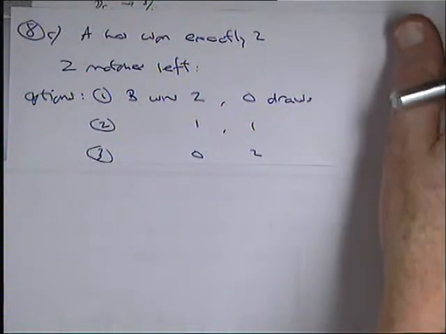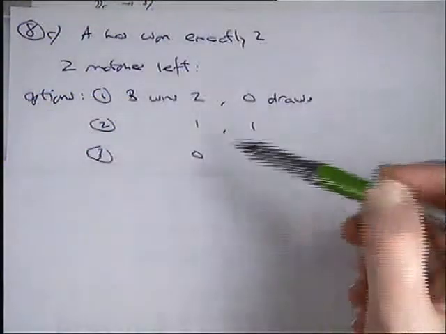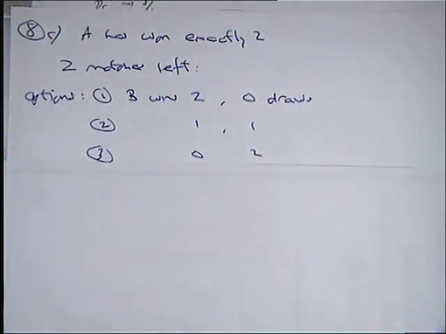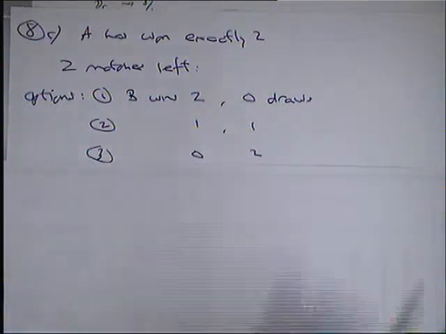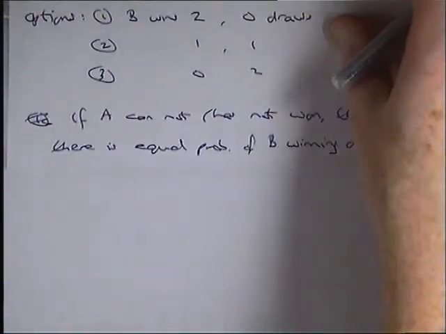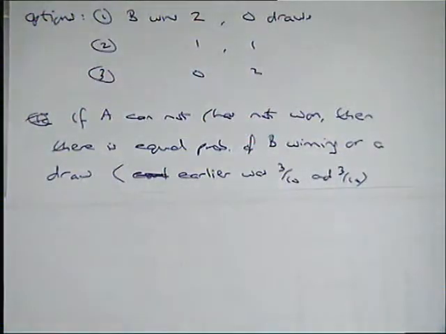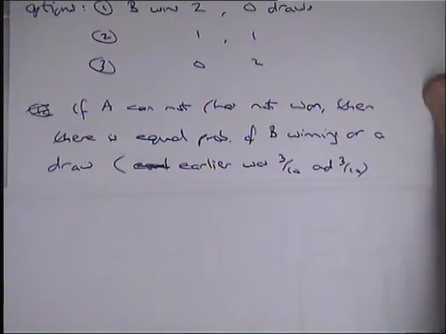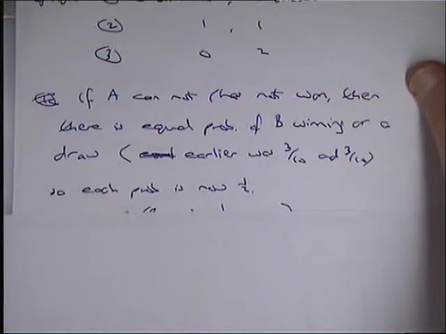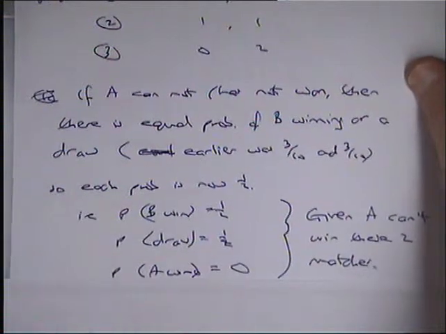And you've got to come up with the probability distribution for how many B wins. Well, B can either win 0 or 1 or 2, and you now need to know the probability to go with each of them. From earlier on in the question, you know that B winning and B drawing are equally likely. So I said here, if A has not won these games, then there's an equal probability of B winning or B drawing. Earlier on in the question, they were both 3/10. But now, because they're the only 2 possibilities, A cannot win these 2 games, we're told that. They're still equally likely, so each of those now has a probability of a half.